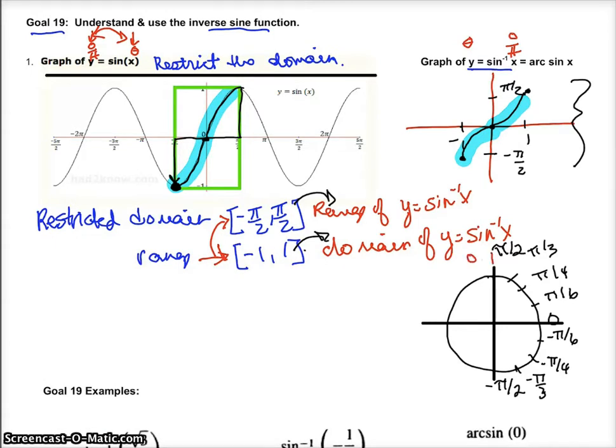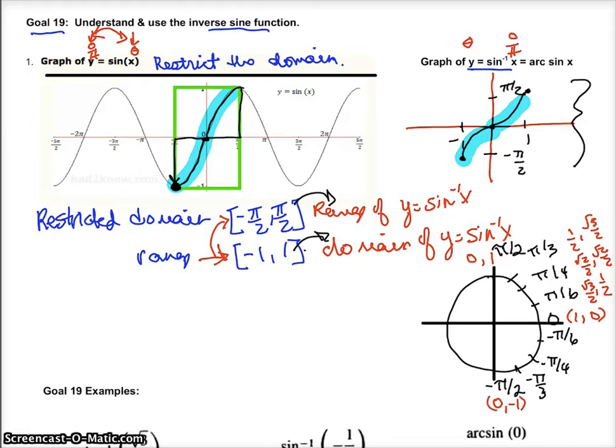Remember, our ordered pair there is 0, 1. The ordered pair at pi over 3 is 1/2, root 3 over 2. The ordered pair at pi over 4 is root 2 over 2, root 2 over 2. The ordered pair at pi over 6 is root 3 over 2, 1/2. At 0 it is 1, 0. And then into the fourth quadrant, all of the y coordinates become negative.